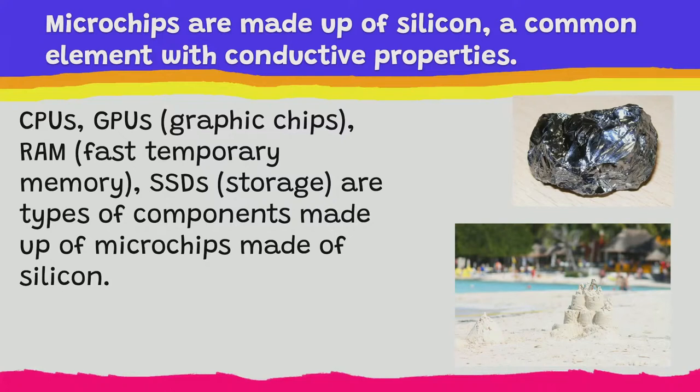And silicon is one of the most common substances on Earth. It's found in sand. When it's in its pure form, it's like a shiny rock, but also in sand. Sand is made up of silica, which has silicon in it. And silicon makes up CPUs, GPUs, that's graphic processors, and RAM, which is like fast temporary memory. It makes up SSDs, which stands for solid state devices, which is a storage mechanism. And they're all made up of microchips made of silicon.